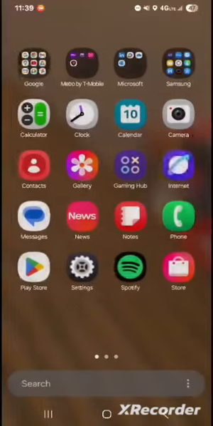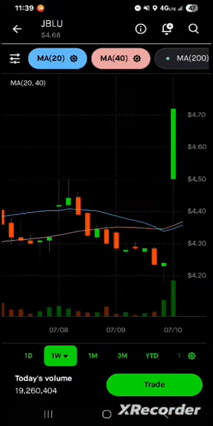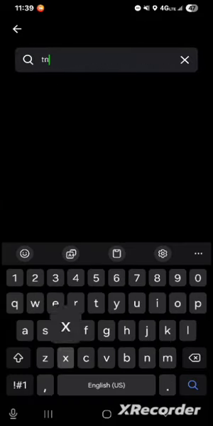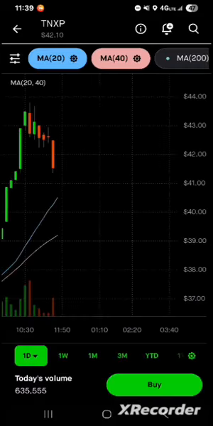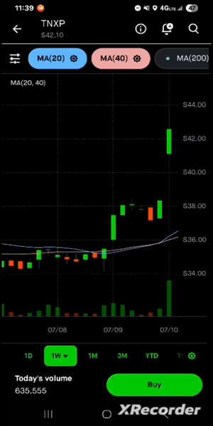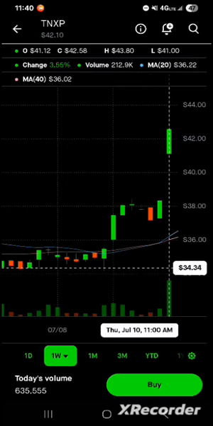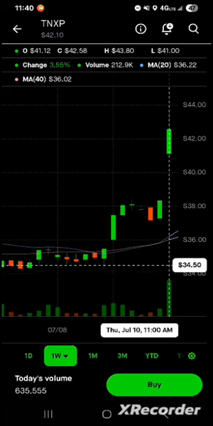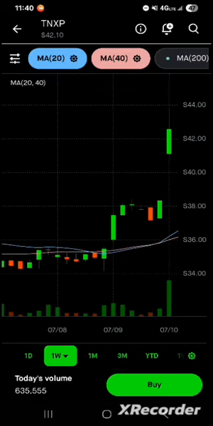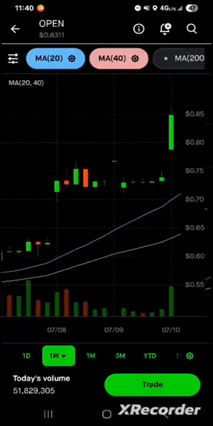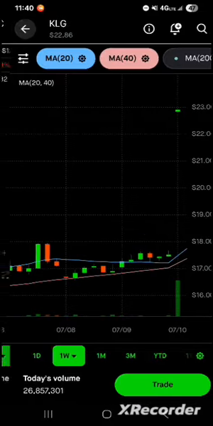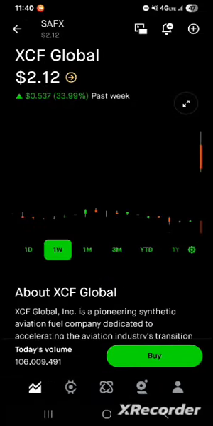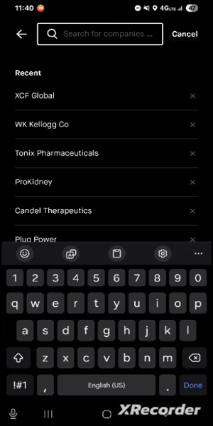CNXP. Let's take a look. Okay, we see a cross right here happening today. But one thing I want to caution about is we see the cross, but we want to pay attention to today's volume. You see where it says 635, 555. What we want to do is compare it. We're going to go all the way back out of this, and we're going to type in TNXP.